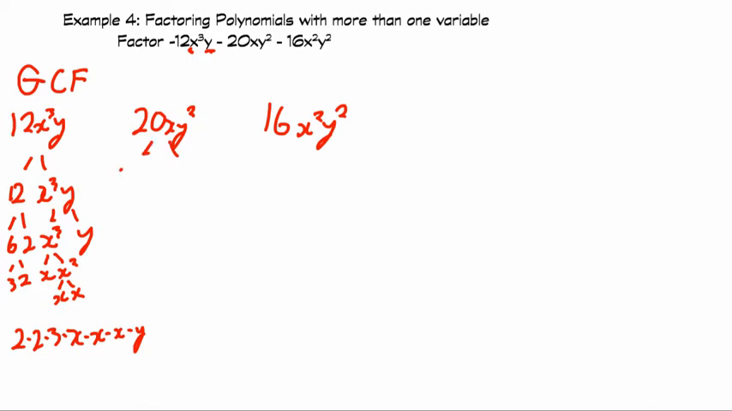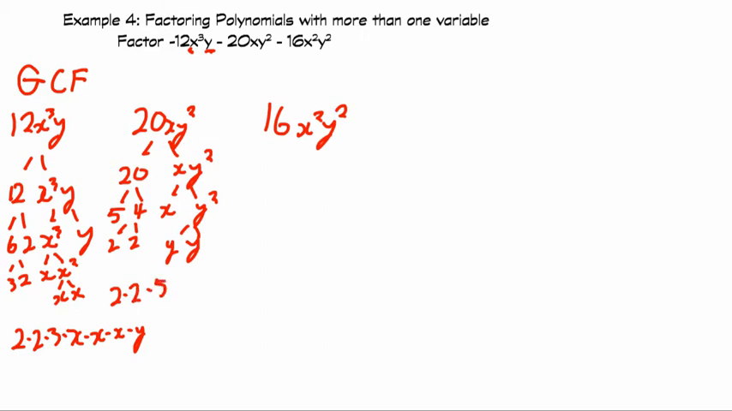20xy squared becomes 20 and xy squared. 20 is 5 times 4, which becomes 2 times 2. Xy squared is x times y squared, where y squared is y times y. So the prime factorization for this second term is 2 times 2 times 5 times x times y times y.